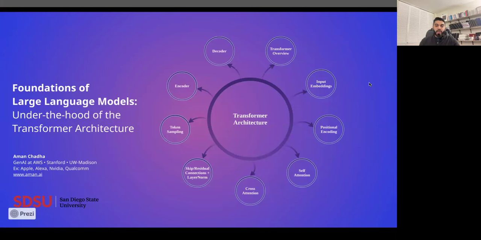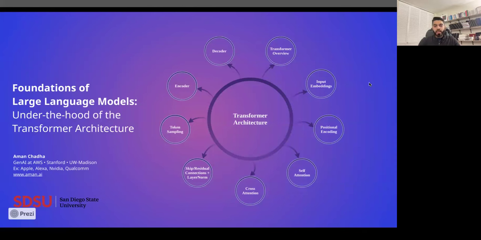We'll also talk about layer normalization, which is another critical component of the transformer architecture. Then we'll touch upon token sampling, which is towards the output, after all of these different steps. And then lastly, I'll summarize by going over the encoder and decoder components of the architecture. So that'll be the final conclusion. And then we'll take some question answers. We'll do some questions at the end. All right. So that's the outline of the talk. And with that, let's get started.